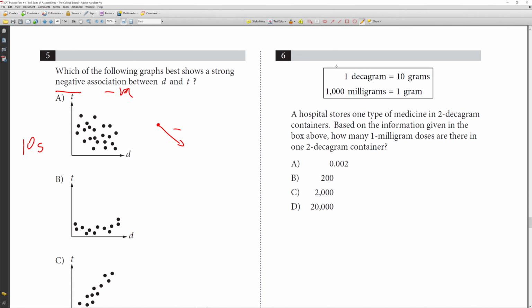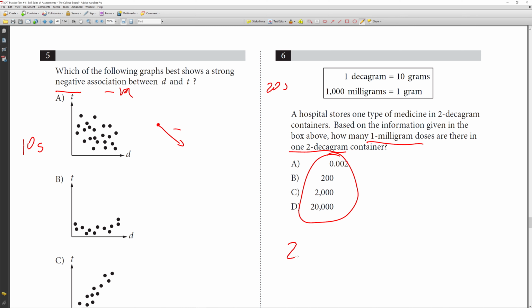Number 6. We take a look at it. They first give you some kind of relationship, so it looks like it's going to be a ratio type problem. A hospital stores one type of medicine in 2 decagram containers. Based on the information given in the box above, how many 1 milligram doses are there in one 2 decagram container? In all honesty, this is a 20-second question.